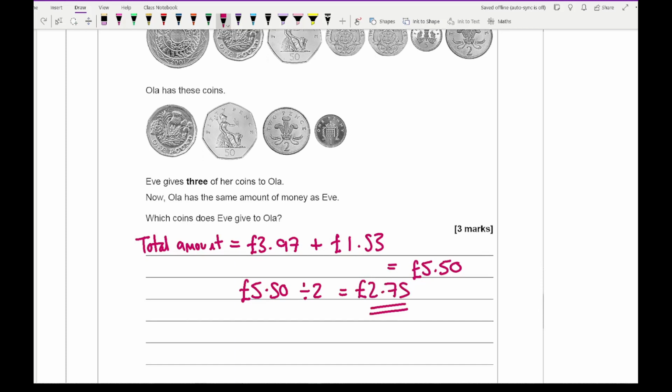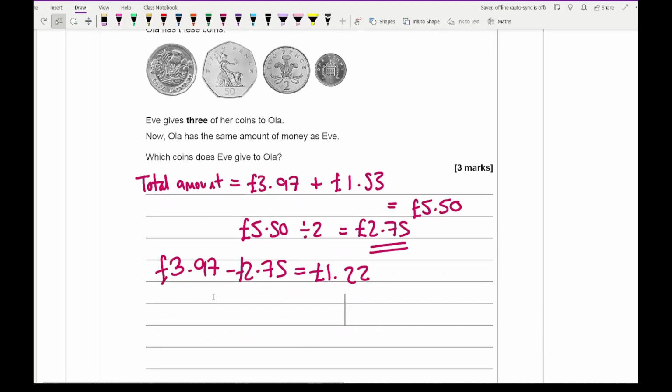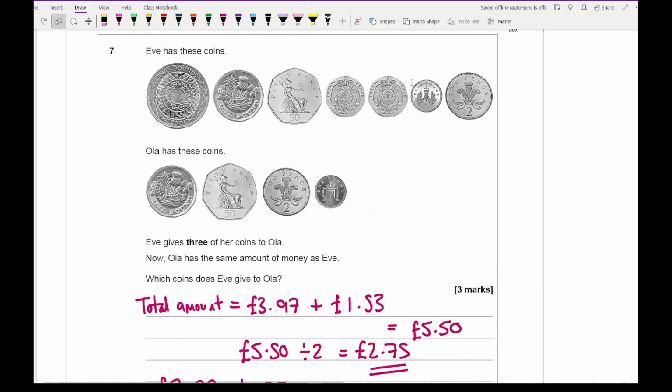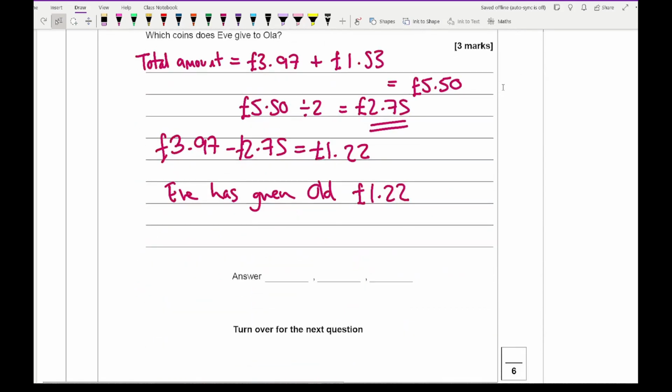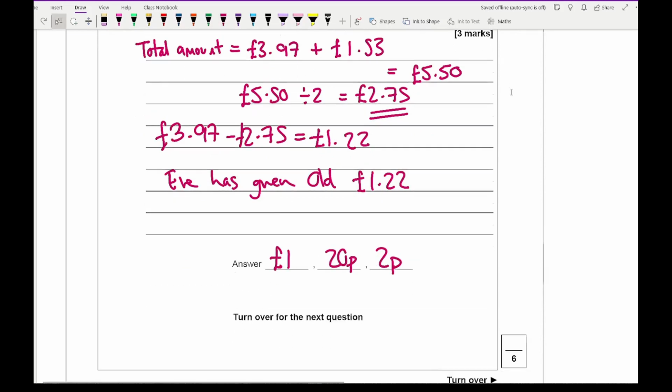So that's how much they both have now. So the question is how much money did Eve give Ola. Eve has got £3.97, she now has £2.75. Well, £3.97 minus £2.75 is £1.22. So what she's done is Eve has given Ola £1.22. So which three coins from the top row could we use to make £1.22? Well, that's going to be, in any order, £1, 20 pence, and 2 pence.